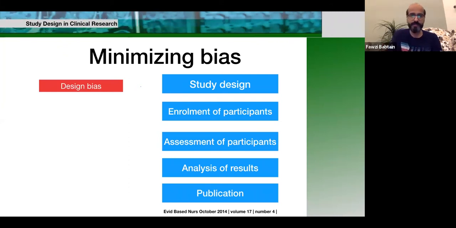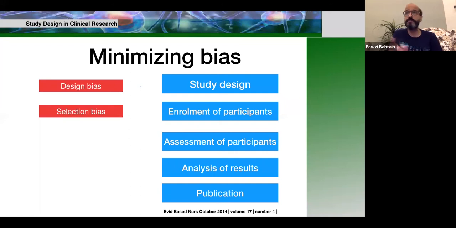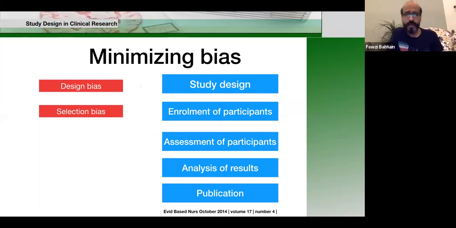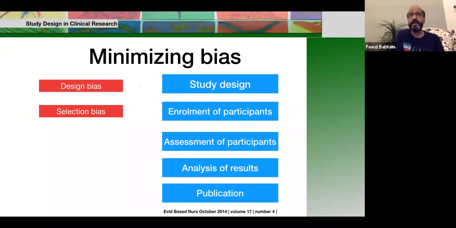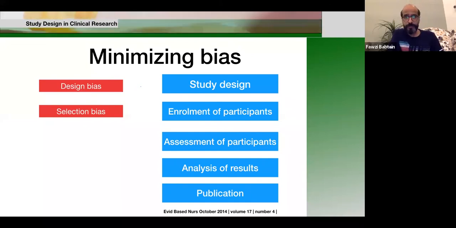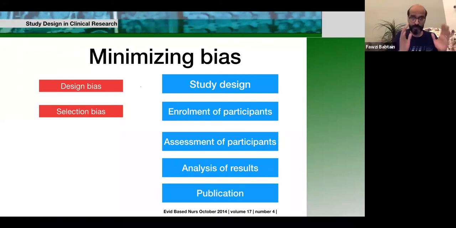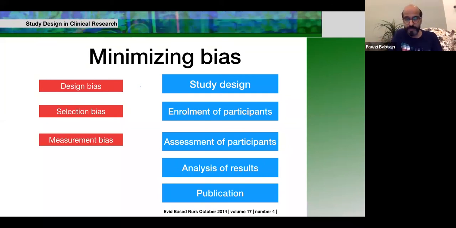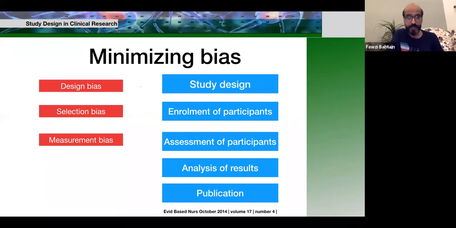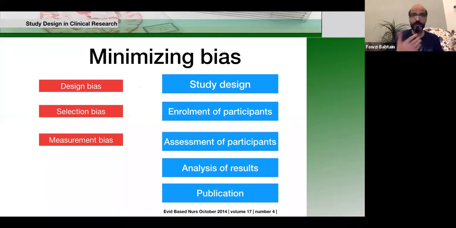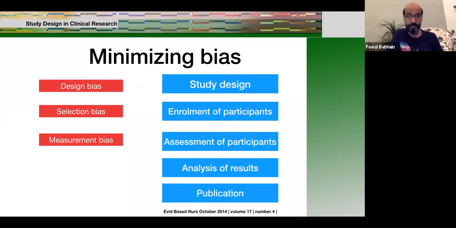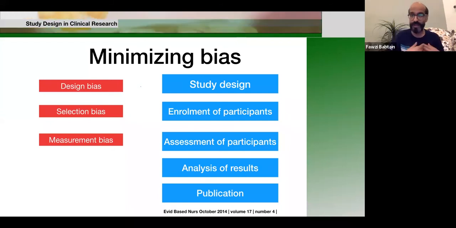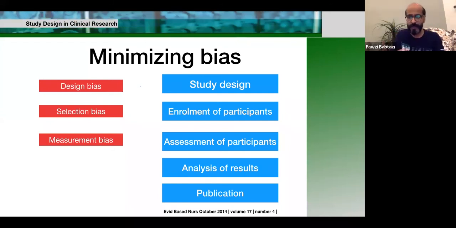During the enrollment of the participants, you may be at fault of selection. You can fall into a selection bias. You only select people, even if unintentional, that will give you a better response than if you select everyone else during your study. Assessment of the participants, you can really have a measurement bias. Again, if I sit with someone and I put my influence on him during my interview, I can drive him to give me an impression that I'm looking for, even if I did it unintentionally. So this is measurement bias.